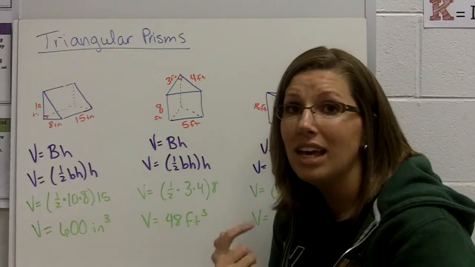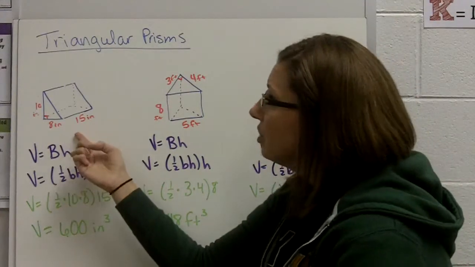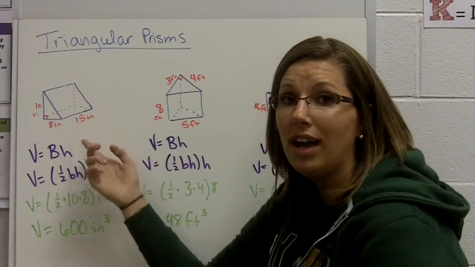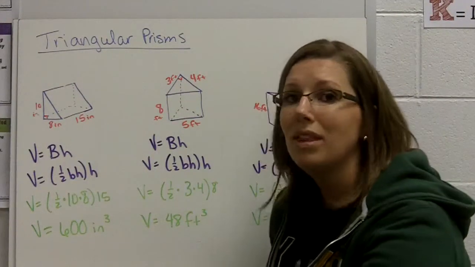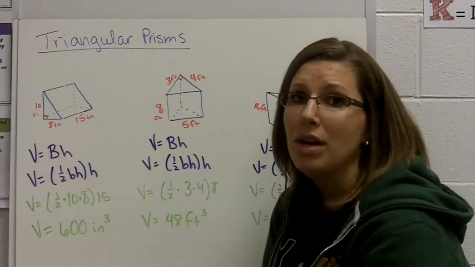Now this triangular prism is not sitting on its base. Again, that's another thing students are getting confused about. This triangular prism is sitting on a rectangle, but that doesn't mean that the rectangle is the base. It's still the triangle that is the base shape.